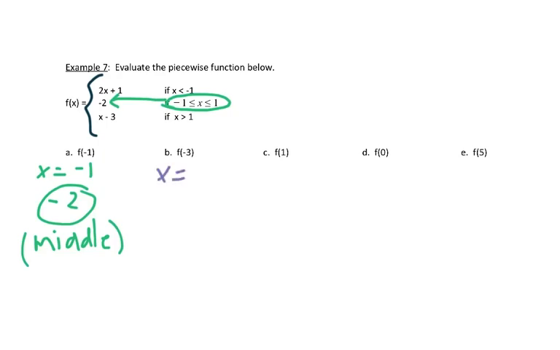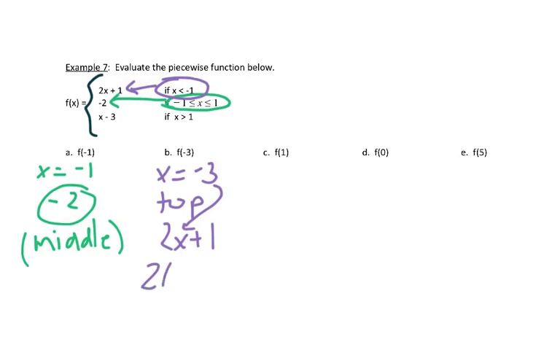Here it says x is equal to -3. -3 falls right there, it's the top. So we look over here and we get 2x plus 1. But we know x is -3, so we have 2 times -3 plus 1, which is -6 plus 1, which is -5 for our answer.